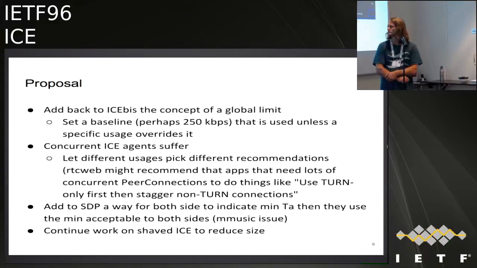I like the idea that you let different usages pick different recommendations for dealing with the concurrent ICE thing. Personally, I think after 5245biz is done, we could look into prioritizing the first ping versus the second ping, but we don't have to design that now. And then the last point I think is a good idea too, but again, it doesn't need to block 5245biz. Yeah, of course.